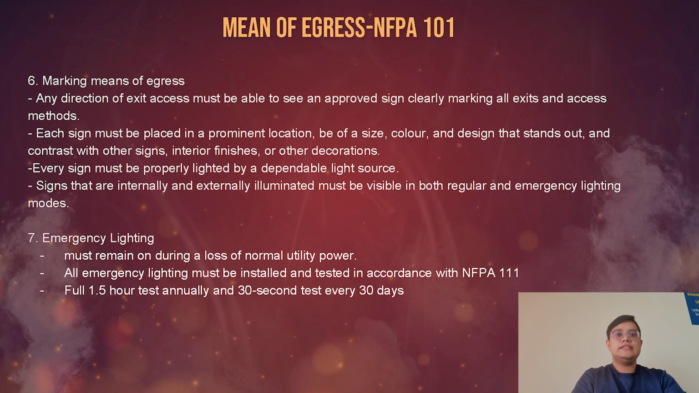And then the next thing highlighted in means of egress is emergency lighting. Emergency lighting must remain on during a loss of normal utility power. All emergency lighting must be installed and tested in accordance with NFPA 111, which highlights a full 1.5 hour test annually and a 30-second test every 30 days.